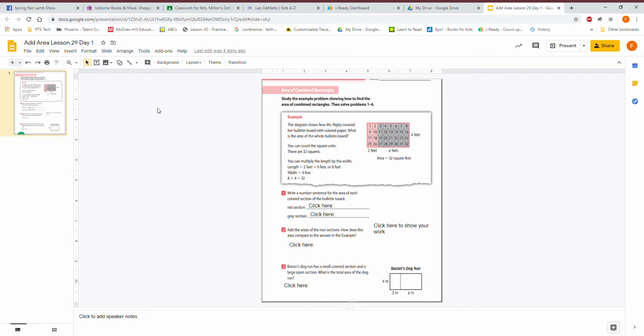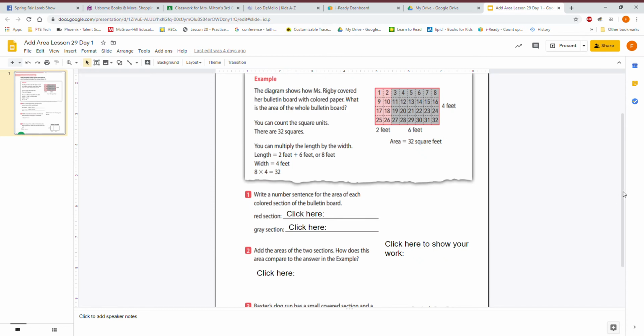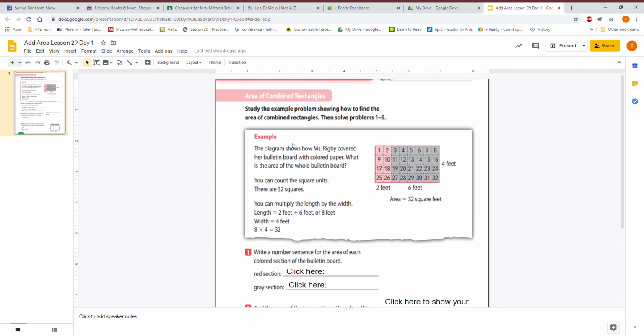Hi guys. So when you come here, remember you can go up to view, go to zoom, and then go out to 100%, and that's going to make your paper bigger, okay?